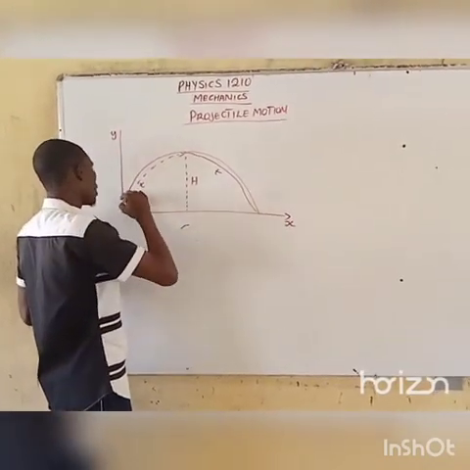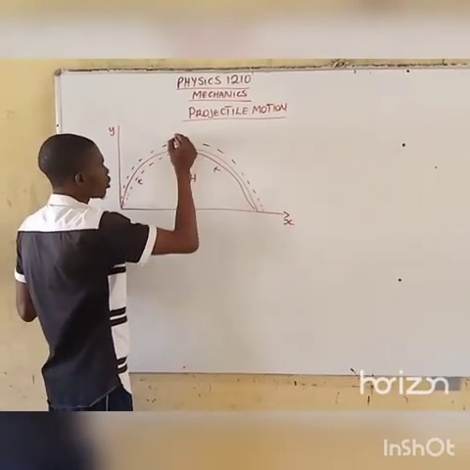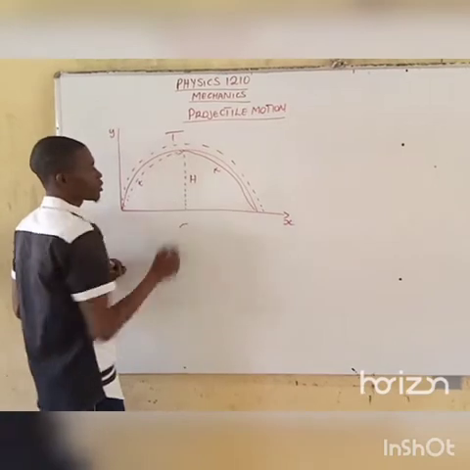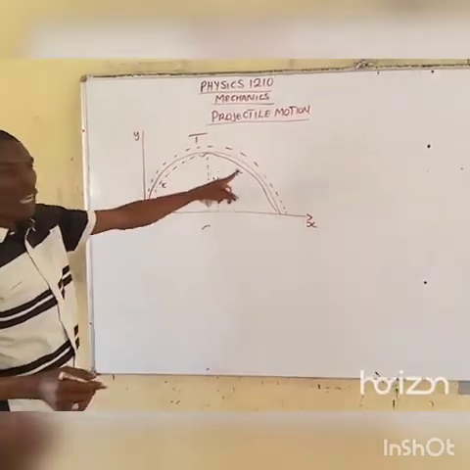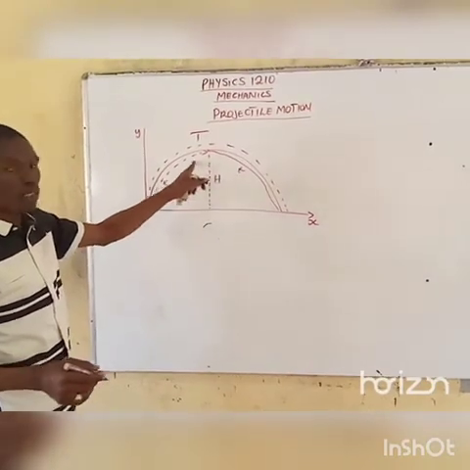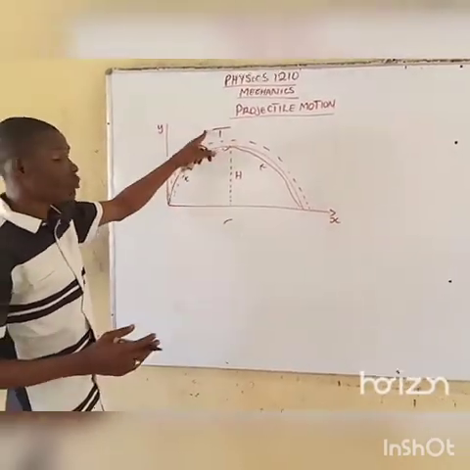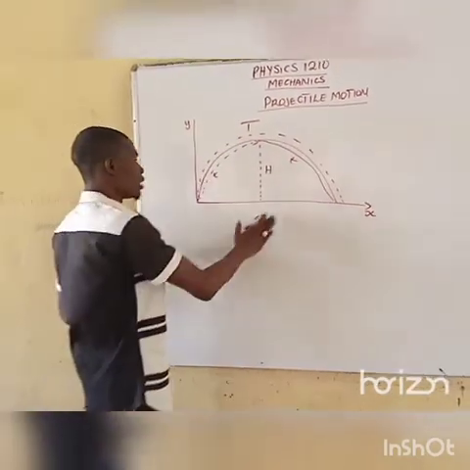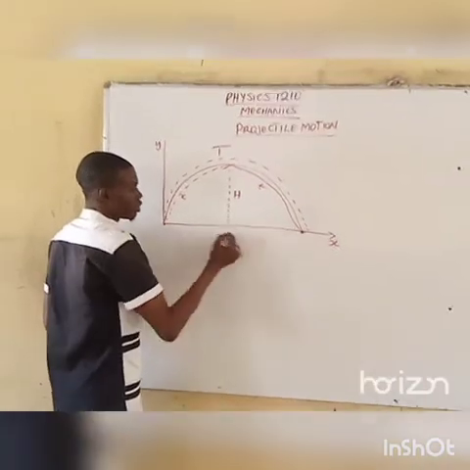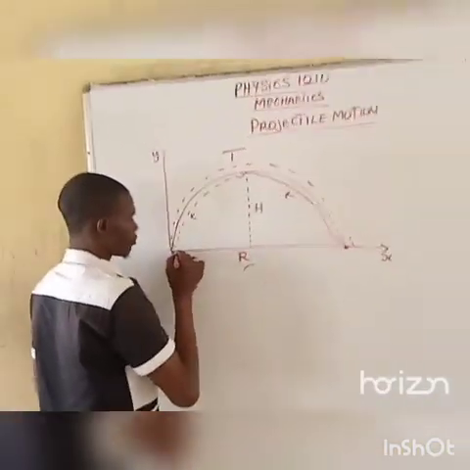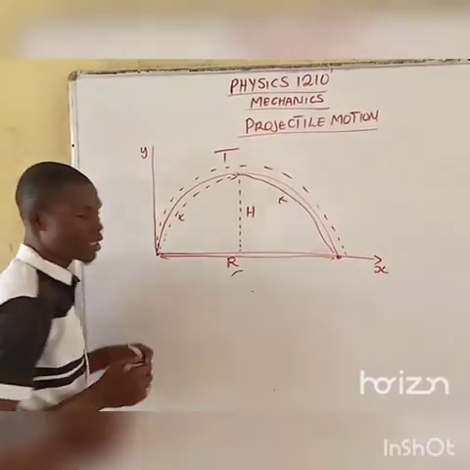So from here all the way to this place is called time of flight. That is, time of flight combines the time to reach maximum height plus the time to return from maximum height. If you combine them together, they will give you time of flight. Then this place, the horizontal distance, is called the range.